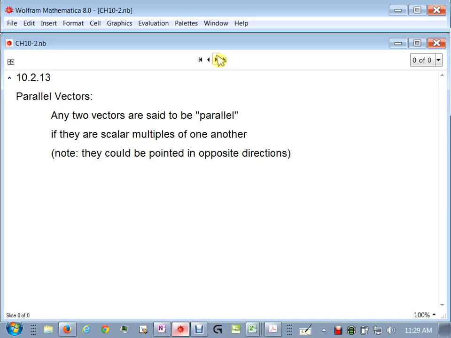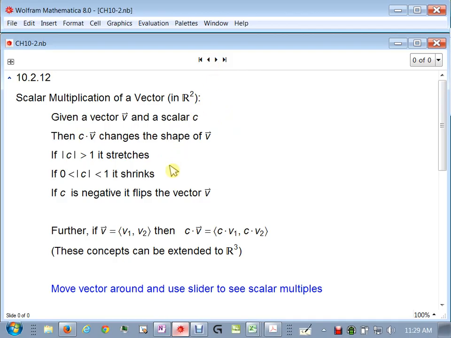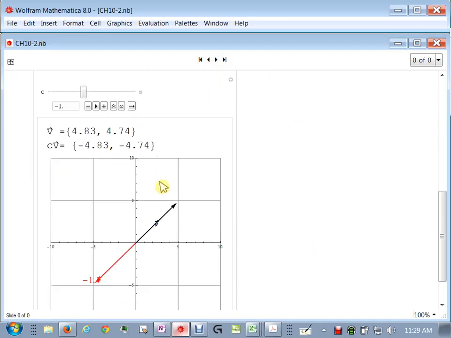So going back to this right here, are these two vectors right here parallel? Yes, because they're scalar multiples of one another. In fact, this one right here is 1.75 times that, so it's a scalar multiple. But if that's the definition, then this vector is also parallel, isn't it?